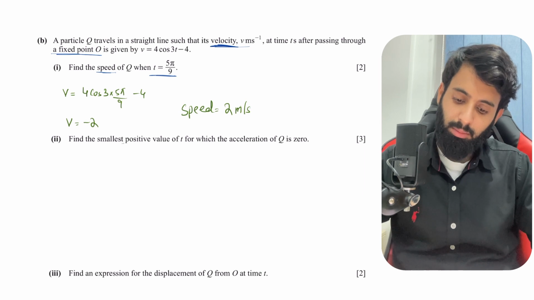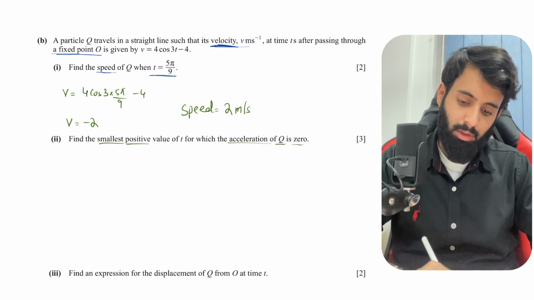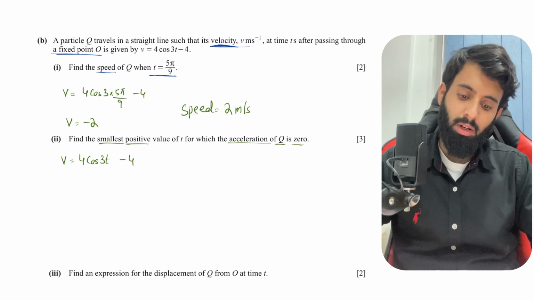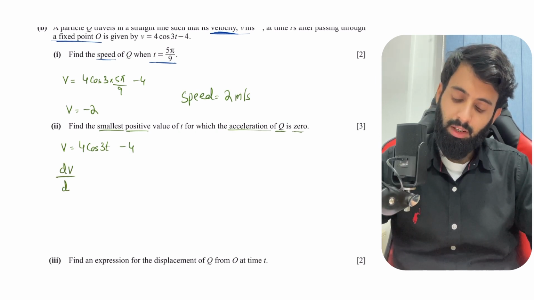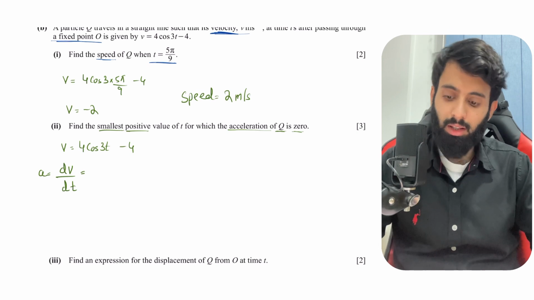Then it says find the smallest positive value of t for which the acceleration of Q is 0. Okay, so how do you convert your equation of velocity to acceleration? Well, you do that by differentiating it. Why? Because acceleration is the rate of change of velocity. So if you differentiate velocity with respect to time, what you get is acceleration.